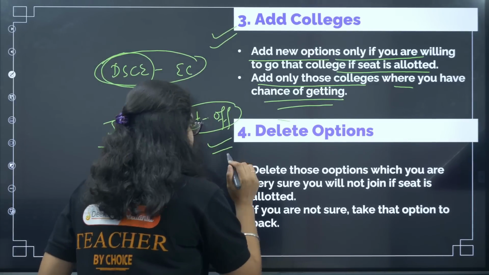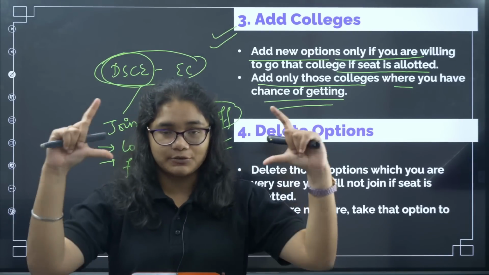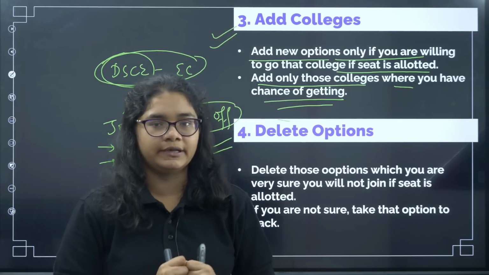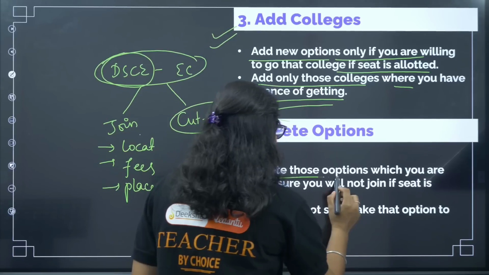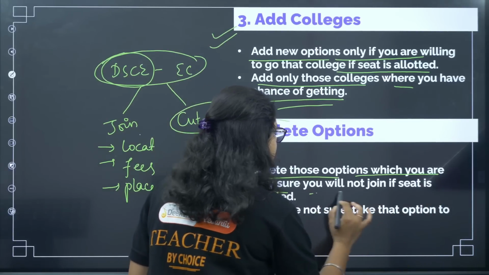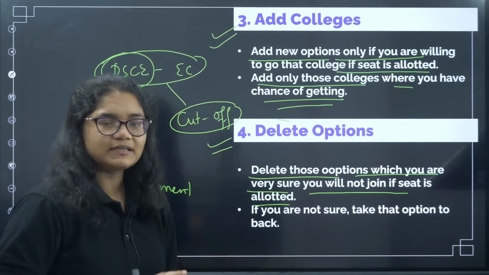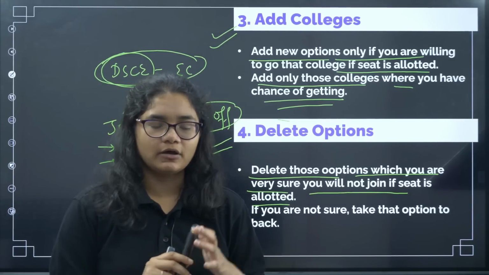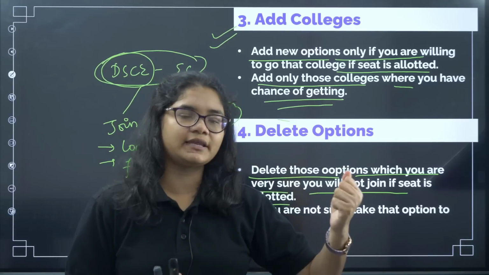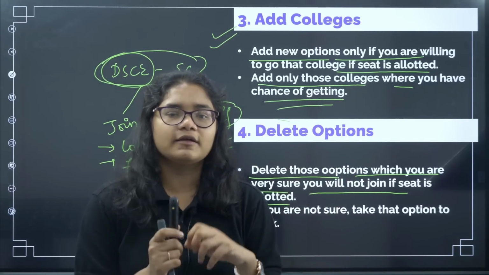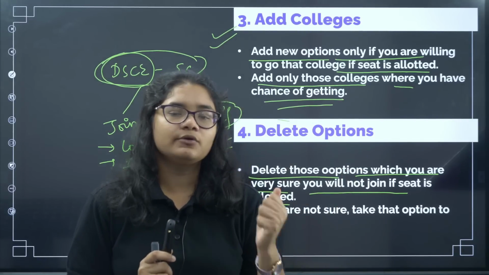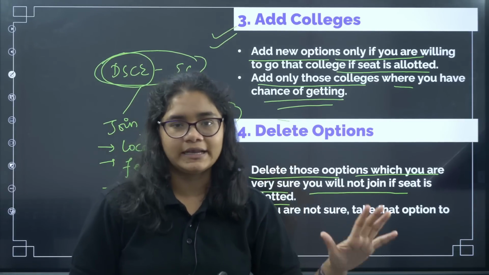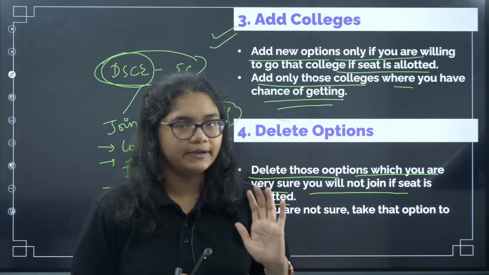Now coming to the fourth, in that segment which you have selected where you have the probability, you may want to delete an option. In which case should you delete it? The condition here is delete those options which you are very sure you will not join if the seat is allotted. For example, certain colleges which are located very far from your location, or the fees are very high and you are not able to pay the fees. You know that even though your rank is falling within that, you will not join this college under any conditions. Those colleges you can delete, okay.